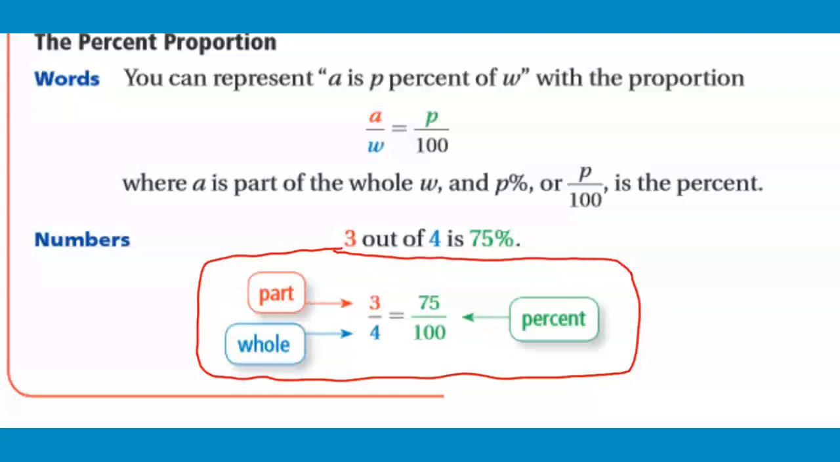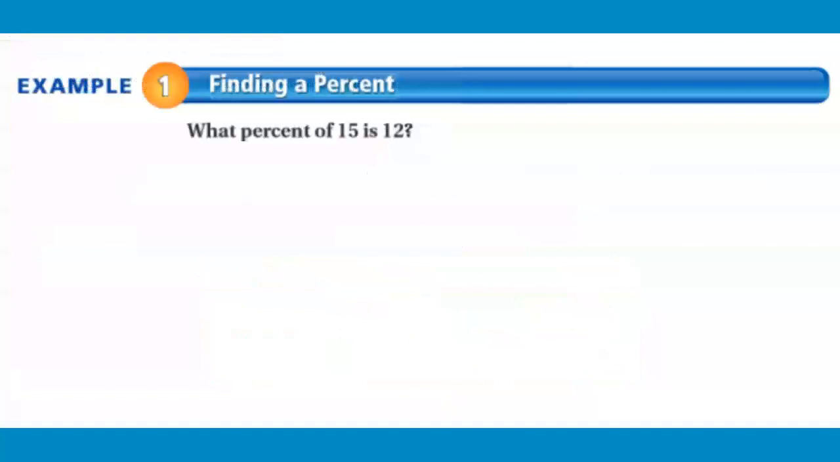So let's put this to use, finding some missing parts. So what percent of 15 is 12? So we have two numbers there. But you always have a number that you know when we're dealing with percent. The whole percent is always 100%. So we know that part.